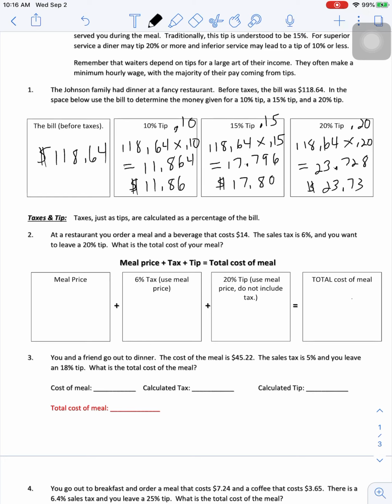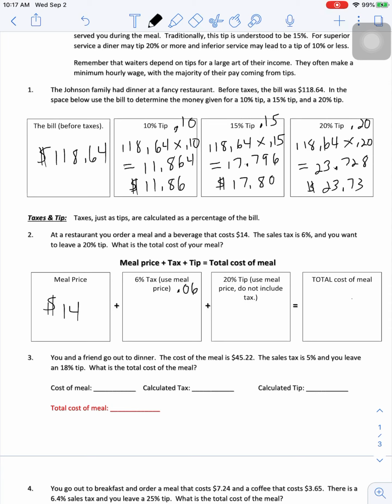All right, now we're going to talk about number 2, what happens when you have your bill. We're going to calculate the sales tax along with the tip, and this problem kind of walks you right through it. So it says at a restaurant you order a meal and a beverage that costs $14, the sales tax is 6%, and you want to leave a 20% tip. What is the total cost of your meal? So they give you the meal price right in the word problem, and then 6% tax.